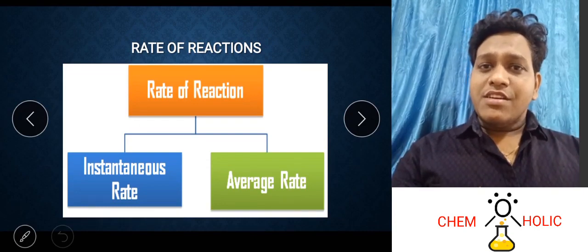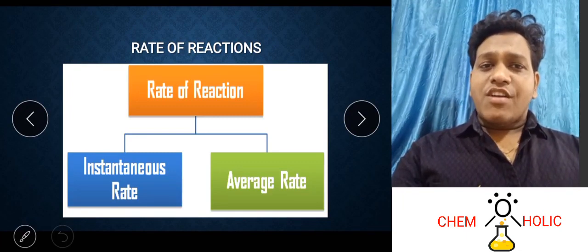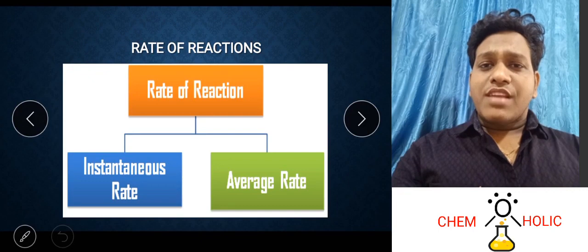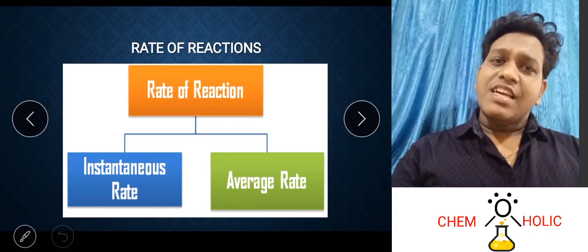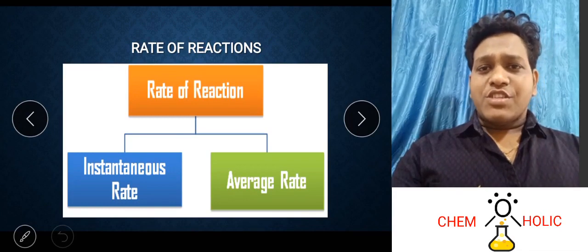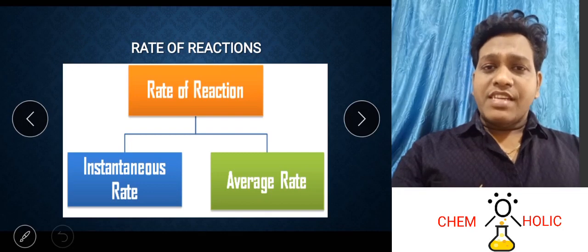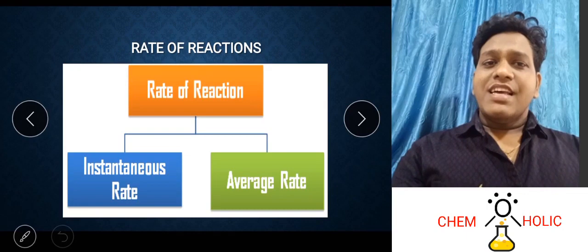The rate of any reaction can be calculated on the basis of the amount of reactant that undergoes reaction to form the product. So the amount of reactant consumed per unit time, or the amount of product formed per unit time, can be called the rate of reaction. Basically we are calculating the change in concentration of reactant per unit time.